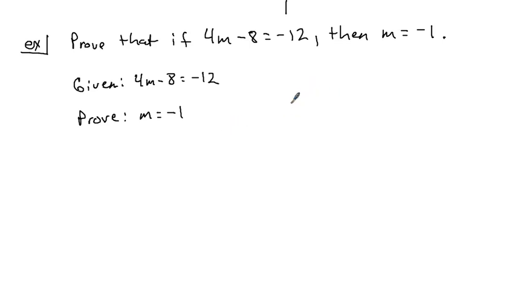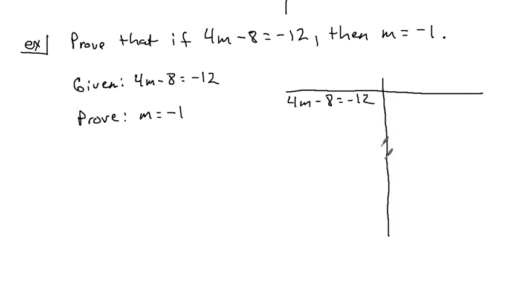Now, I know you can all do that. And so the way you would do it is you would write 4m minus 8 equals negative 12. And you would go algebra crazy. But we're going to do this a little bit differently. We're going to make what's called a two-column proof.